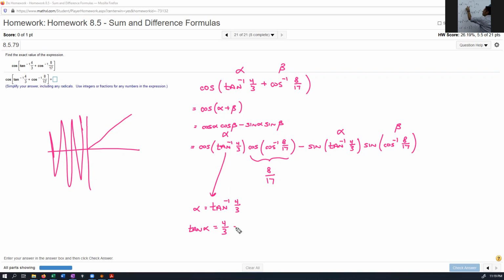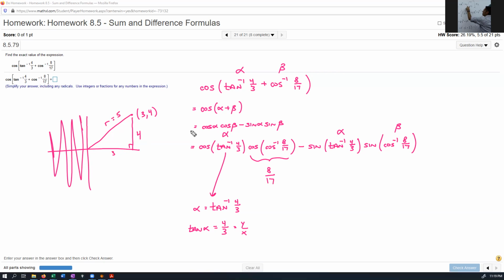And tangent by definition is the y over the x. So this point here is the x is 3 and the y is 4. So if we can just figure out the radius of this, then we can have all the other pieces. So this is 3, this is 4. And then if you solve for r with Pythagorean, you'll get 5 here. So why is that important?